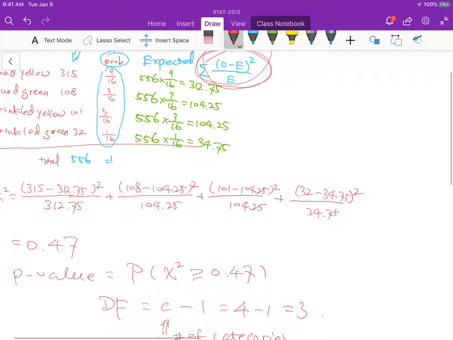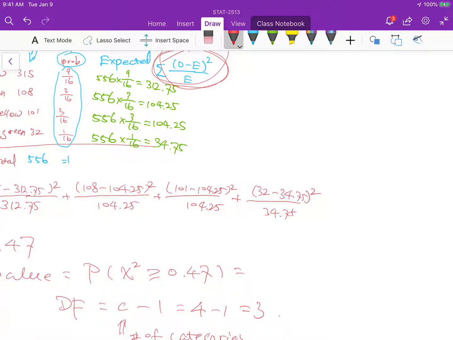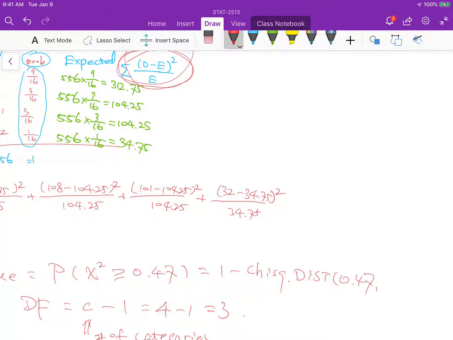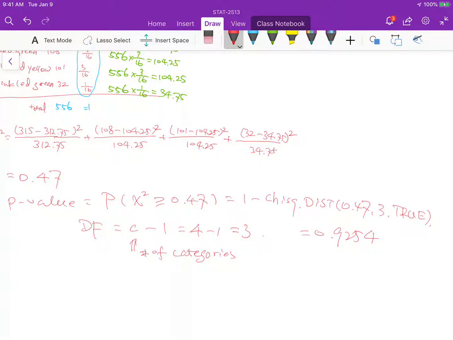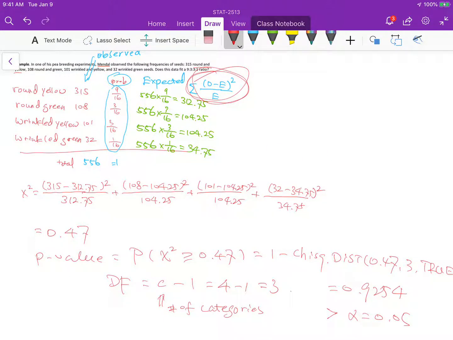When you calculate the p-value, it cannot be calculated by hand, so using Excel, this is 1 minus CHISQ.DIST with the statistic 0.47, degrees of freedom 3, and TRUE. The p-value is 0.9254. We compare the p-value with alpha, which is 0.05. The p-value is much larger than alpha, so we fail to reject the null hypothesis. We claim the categories follow the ratio 9 to 3 to 3 to 1.